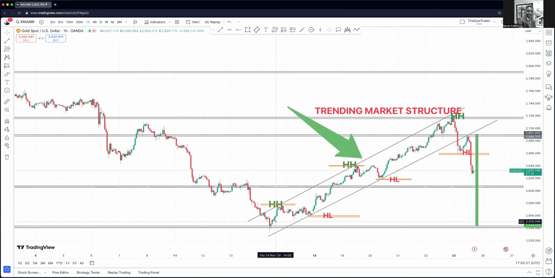Now, a trending market simply means that either the market is buying or selling. And right now, you don't need any indicators. You need nothing. What you need to do is to find out what the crowd is doing. Who is in control of the market? Is it the buyers or the sellers?